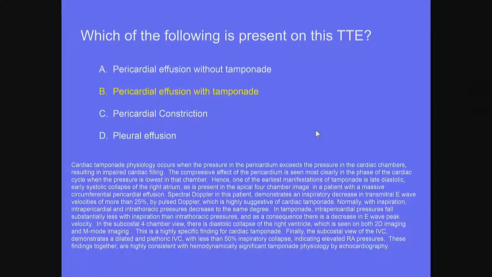In the subcostal four-chamber view, there is diastolic collapse of the right ventricle, which is seen both on 2D imaging and M-mode imaging. This is a highly specific finding for cardiac tamponade. Finally, the subcostal view of the IVC demonstrates a dilated and plethoric IVC with less than 50% inspiratory collapse, indicating elevated right atrial pressures. These findings together are highly consistent with hemodynamically significant tamponade physiology by echocardiography.